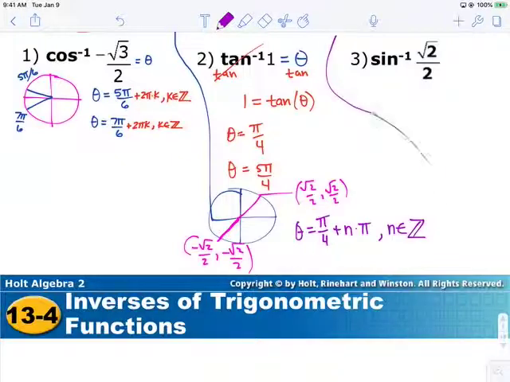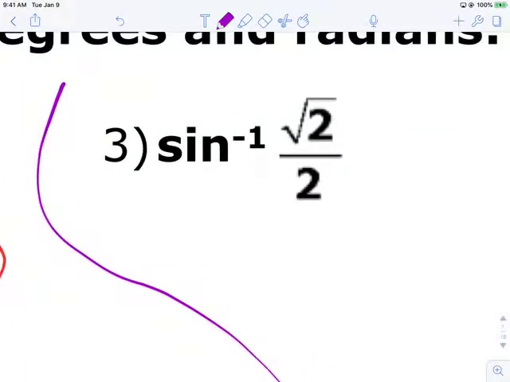So you try it on sine. This one says sine inverse square root 2 over 2. You tell me the answer for that after you take a minute or two. If you need help, let me know.